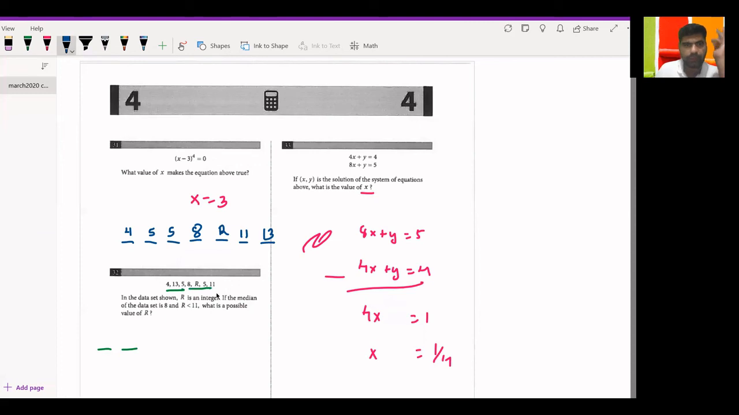Okay. The possible value of R is less than 11. So R could be 8, 9, 10. Any of these will work.